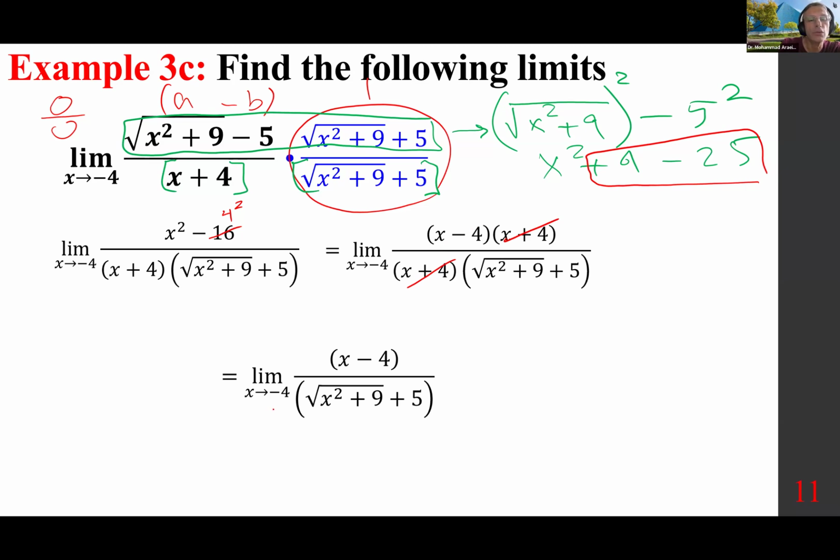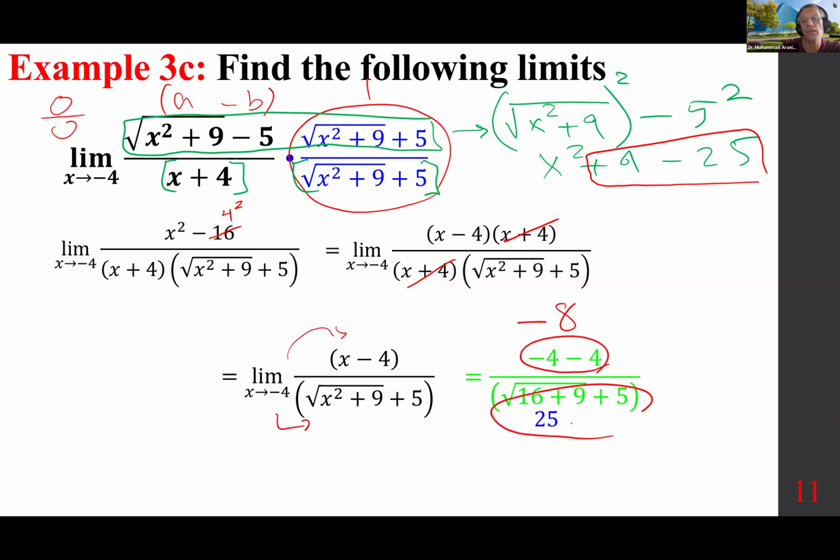And we are going to plug in negative 4. Negative 4 quantity squared is 16. Plus 9 is 25. So the numerator is negative 8. The denominator is positive 10. The final answer is negative 4 over 5.